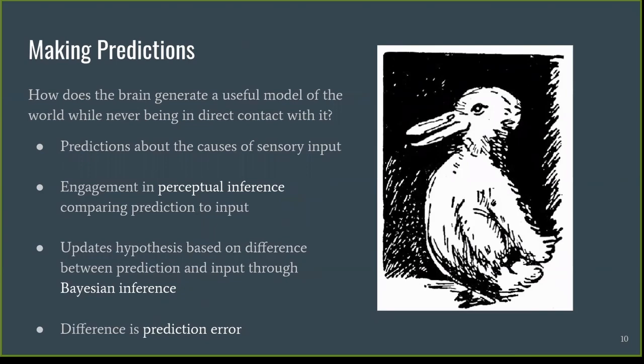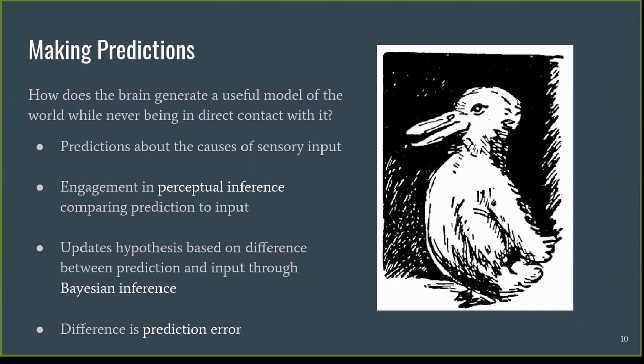So how does the brain generate a useful model of the world while never being in direct contact with it? It does this by making predictions about the causes of sensory input. And to do so, it engages in perceptual inference, where it compares its predictions to the sensory input. And it updates its hypotheses about the world based on the difference between the predictions and the input. And this difference is called prediction error.